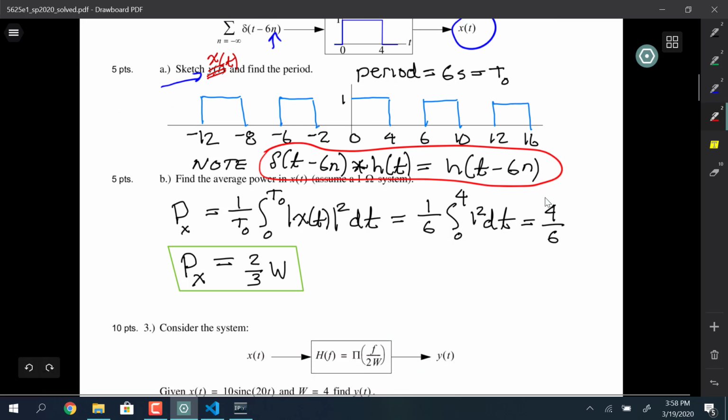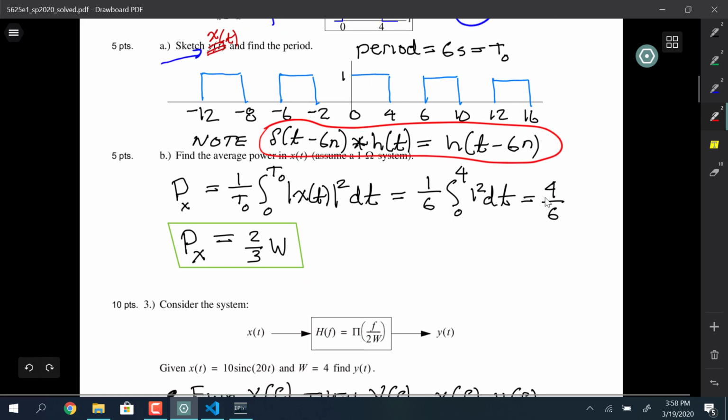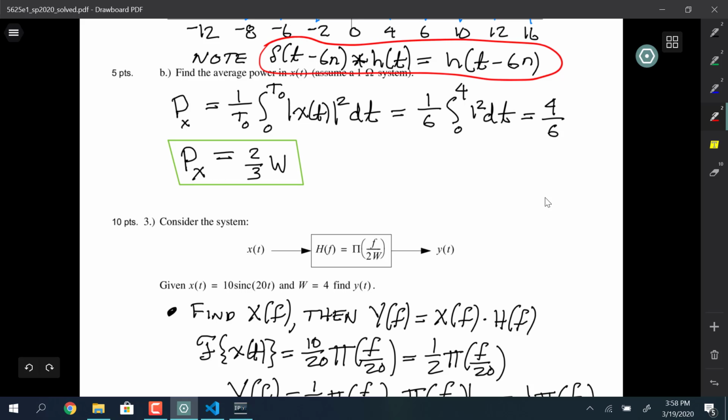And then in terms of getting the power, since this is a power signal, it's periodic, you just have to integrate over one period the magnitude squared, and divide by the period, which is 2/3 watts, which I think better than 50% had without incident.